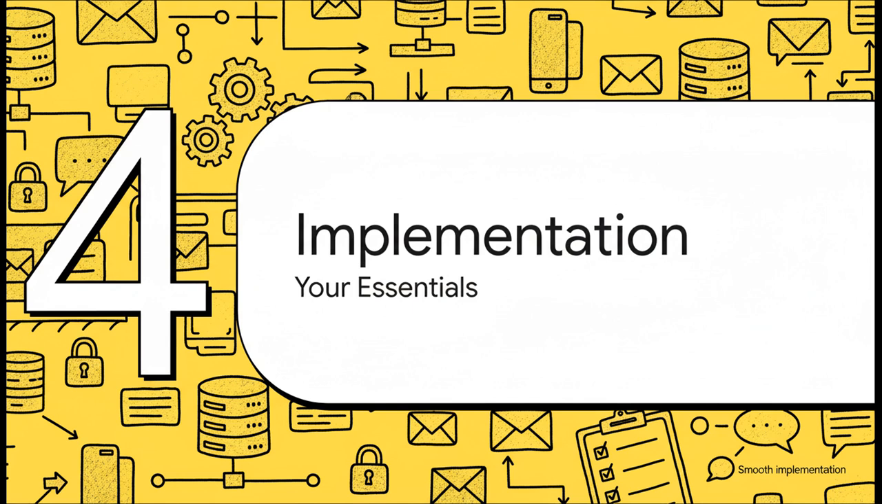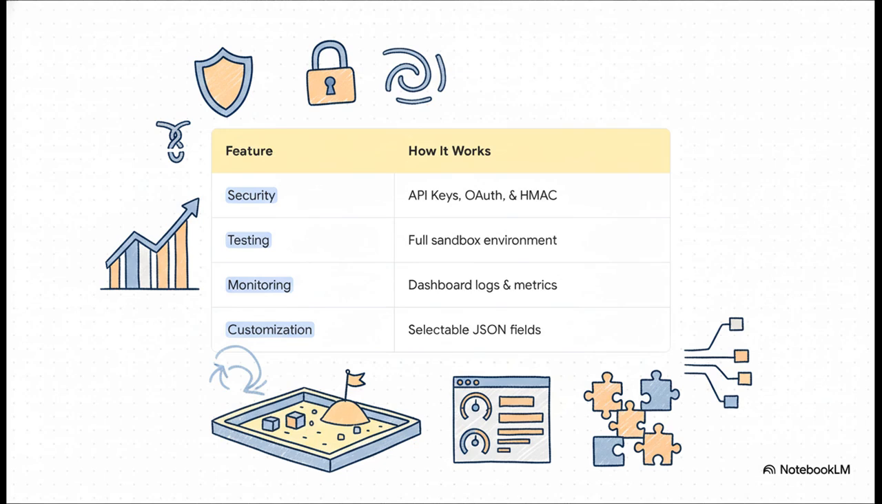So at this point, you might be thinking, this sounds great, but is it complicated to set up? Let's quickly look at the essentials you need for a smooth and secure implementation. Any robust system will give you all the tools you need. For security, it'll use standard things like API keys. Just think of them as secret passwords for your software to make sure only authorized apps can connect.